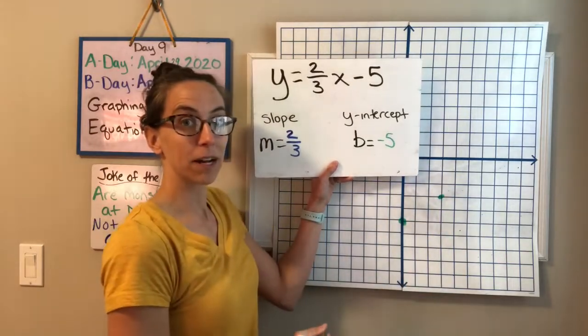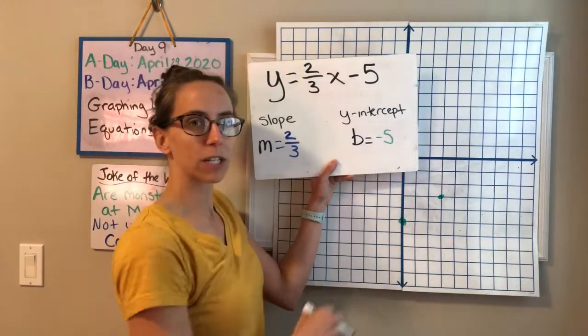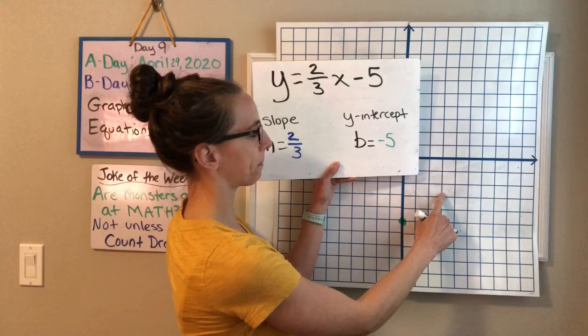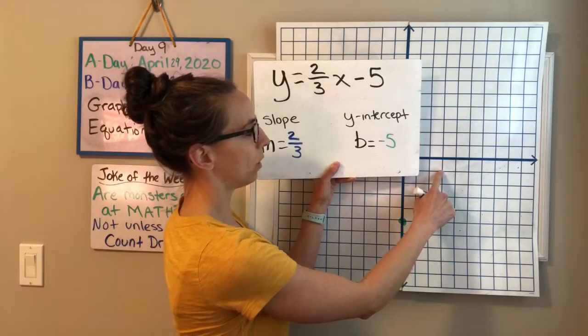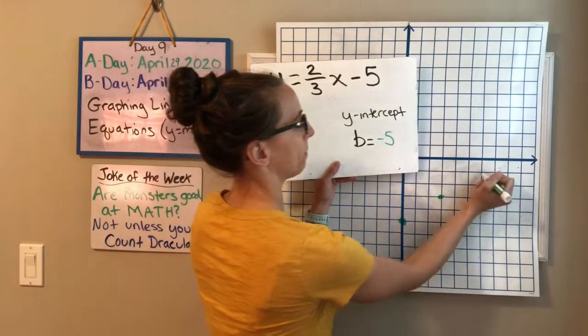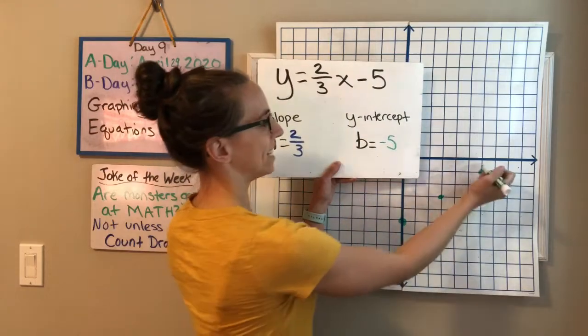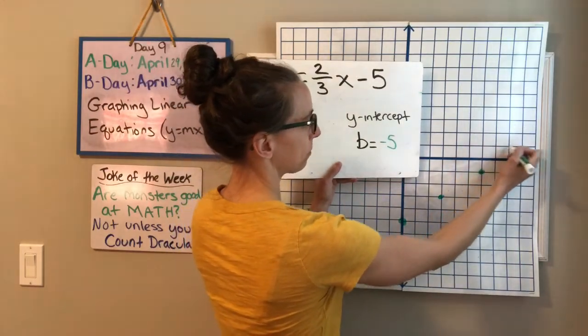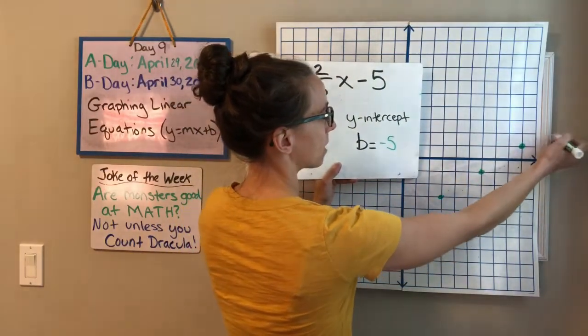Now I can't stop there. The graph is going to extend all the way across my coordinate plane. So let's keep going following that pattern. Up 2, 1, 2, over to the right 3, 1, 2, 3. My rise and my run is not changing. Rise 2, run 3. And if you notice, I've run out of room.